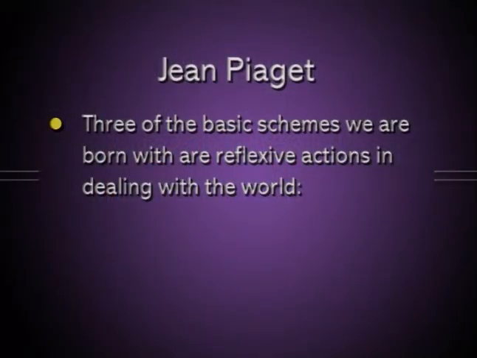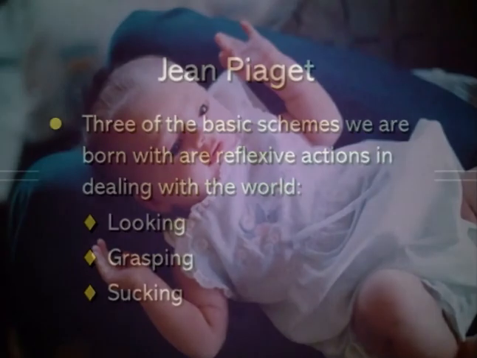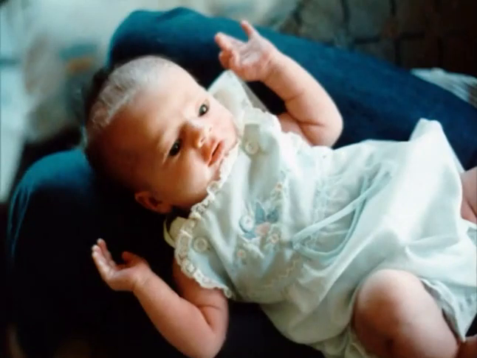Three of the basic schemes that we're born with are really reflexive actions on how we deal with the world. Piaget talked about these a lot. They are looking, grasping, and sucking schemes. So a newborn's understanding of the world begins to emerge based on what she can look at, what she can grasp, and what she can suck. And she does these automatically and reflexively. They're very much action schemes. So what we call thinking starts with our actions on the world.